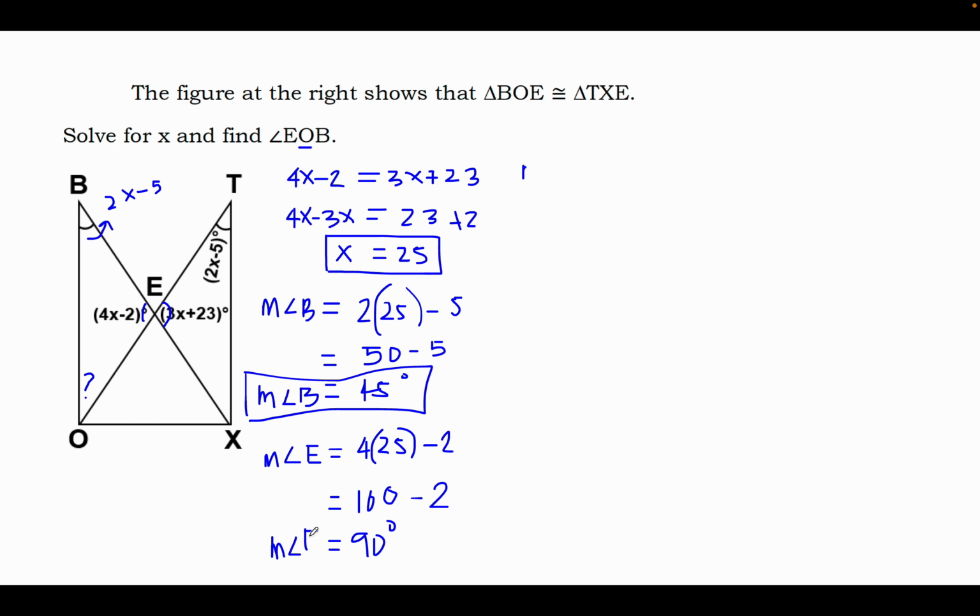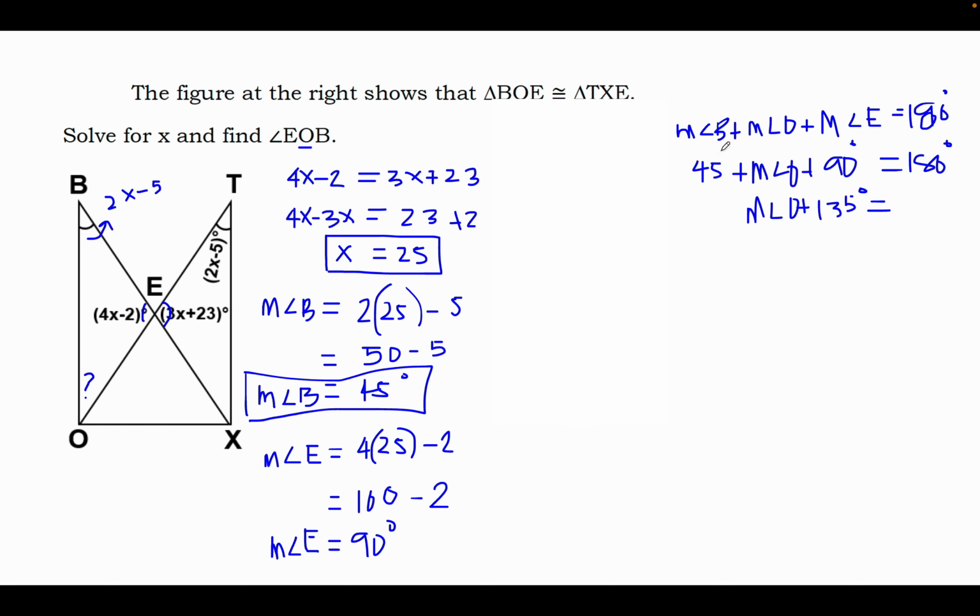But we are looking for the measure of angle O. We are not yet done. So kung isusulat natin ulit yung triangle, ang E, tapos ang B, tsaka O. So ang B natin is 45 degrees.